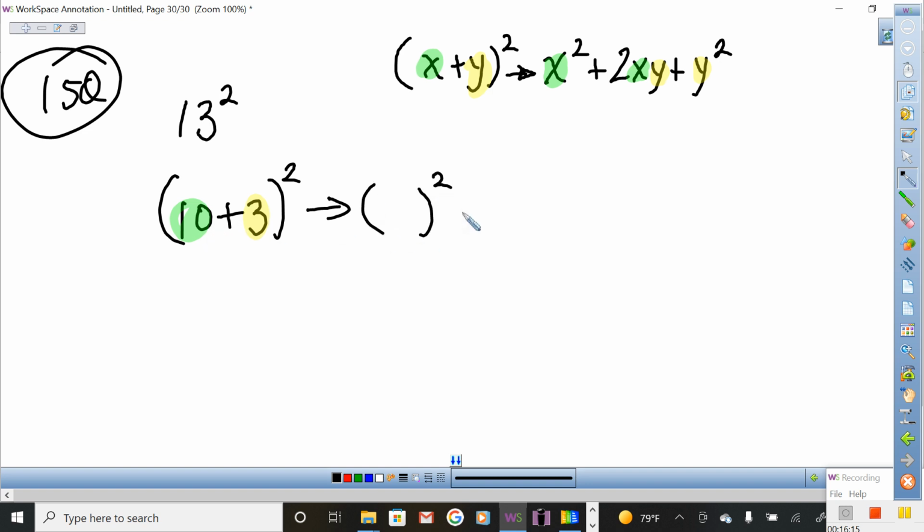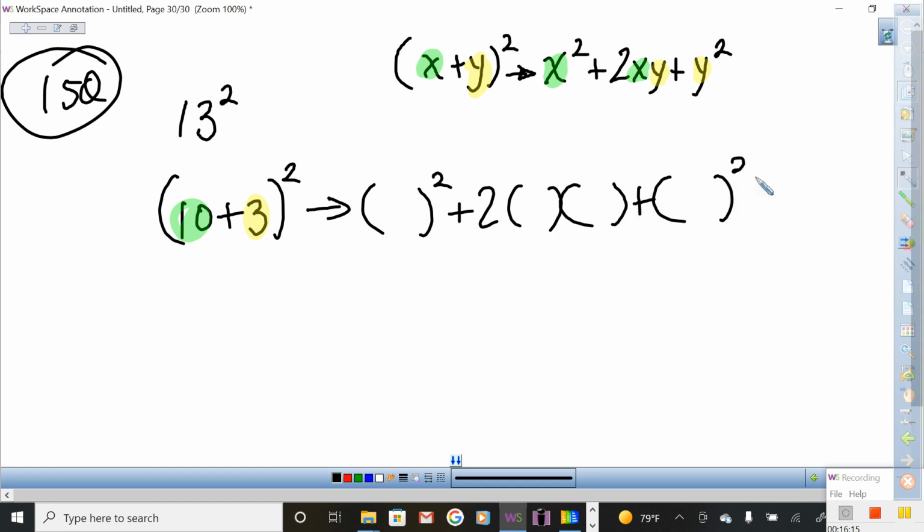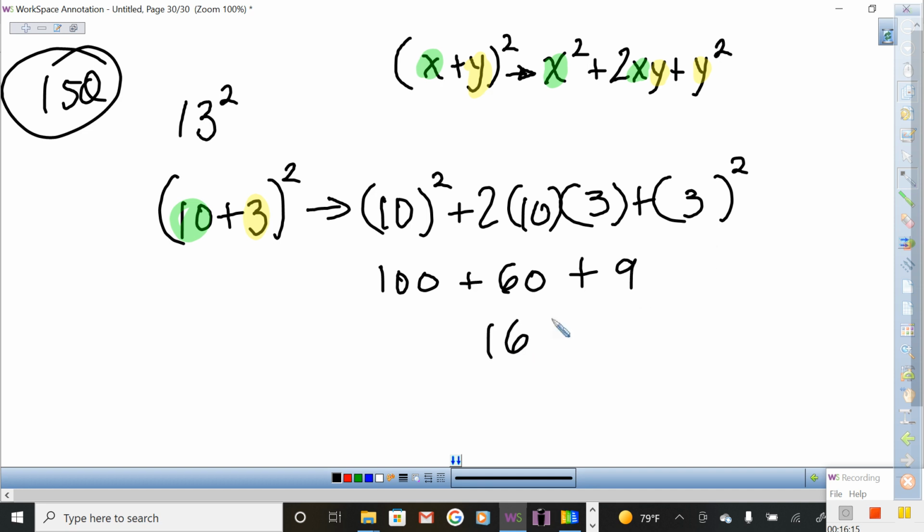So, something squared plus 2 times something times something plus something squared. Yes? So, Andy, go. What do I write here? Ten. 3, yes. And then we just simplify. This is 100 plus 60 plus 9, and this is 169.